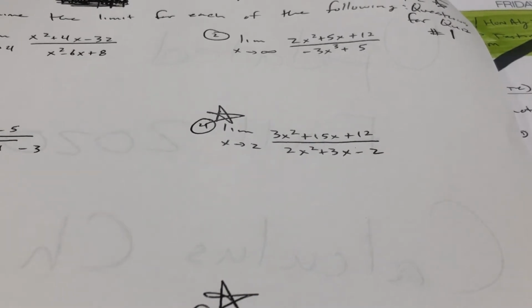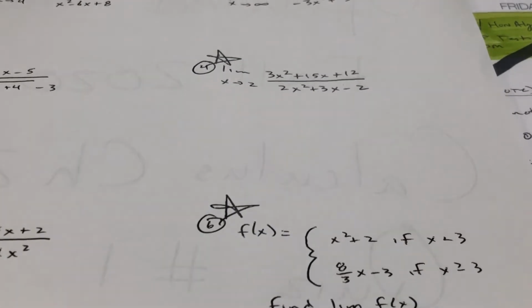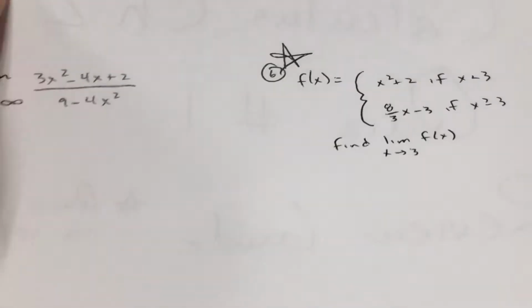Then take a look here. All right. Plug 2 in for x. Just do it. Plug 2 in for x. That's a nice one. So talking about number 6 here, folks.